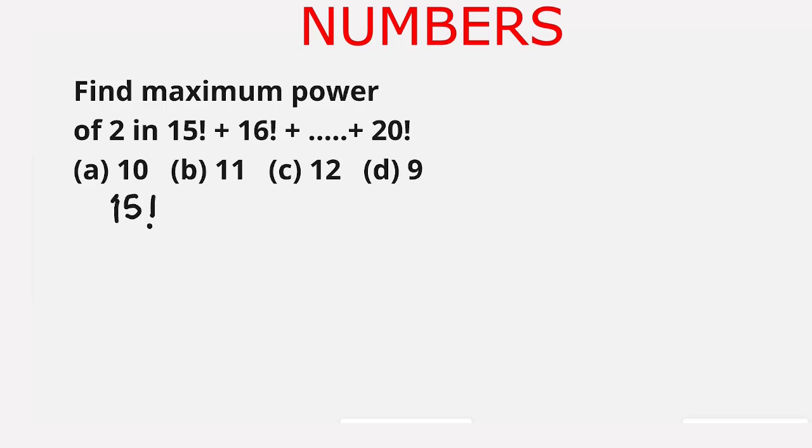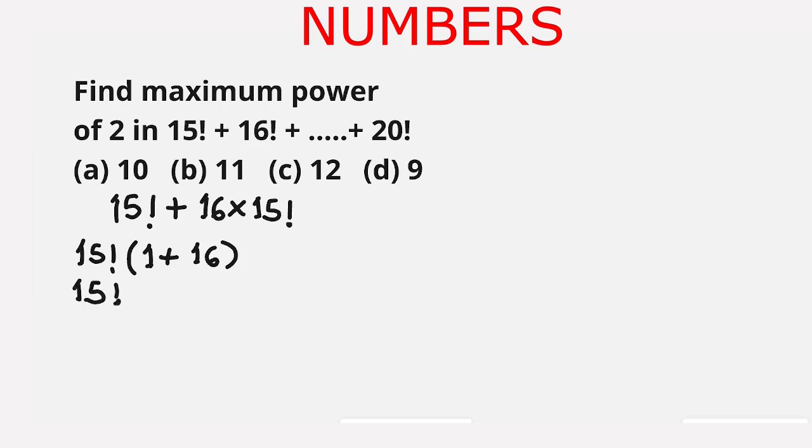15 factorial we write as it is, plus 16 factorial we can write as 16 multiplied by 15 factorial. We take common 15 factorial. So this will be equal to 15 factorial into 1 plus 16, and this is equal to 15 factorial multiplied by 17. As 17 is not any power of 2, we have to find the power of 2 in 15 factorial.